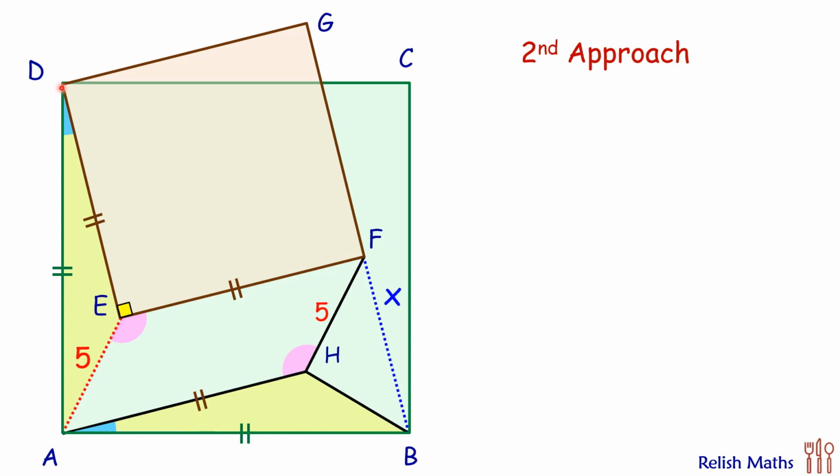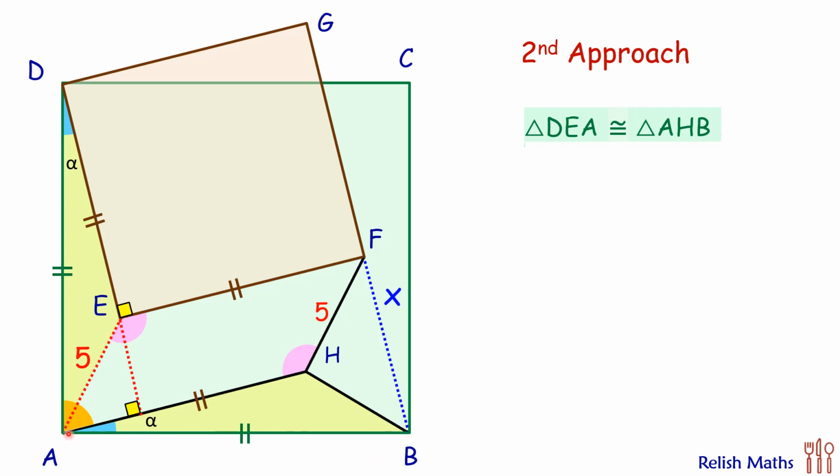So for that I am extending DE to meet AH. Now this angle is 90, the lines are parallel, and thus corresponding angles, this angle will also be 90 degrees. Now if this angle here is alpha, then in the triangle this angle will be 90 minus alpha, and thus this blue angle will be alpha. So by SAS we can say that triangle DEA is congruent to triangle AHB.